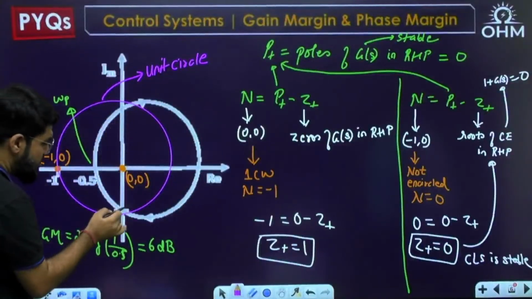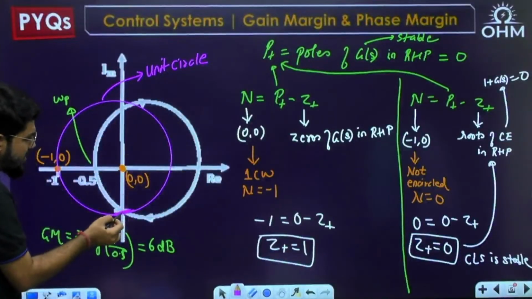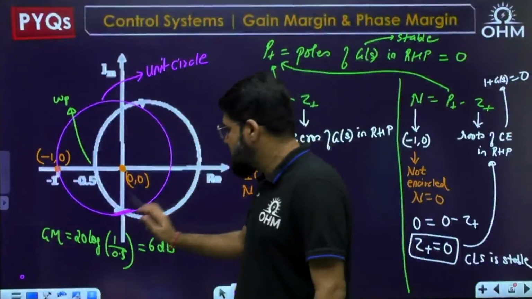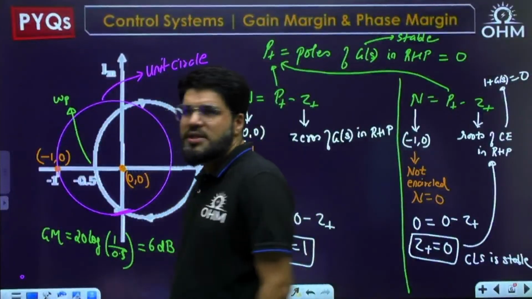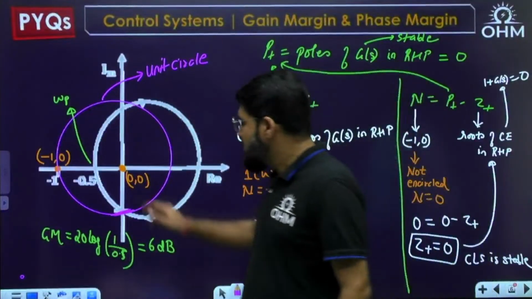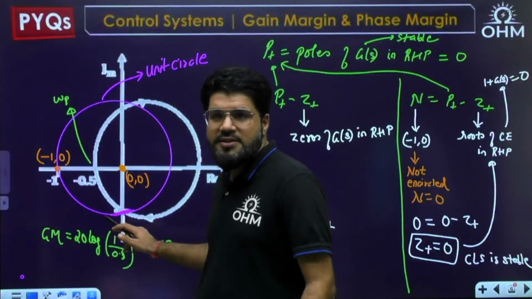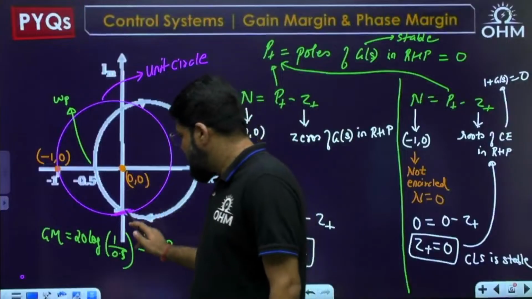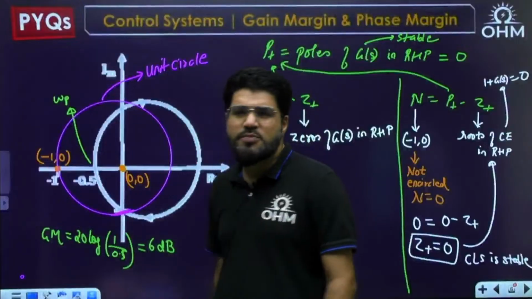Now you see this unit circle intersects the Nyquist plot, or I can say the Nyquist plot intersects the unit circle at a particular point. Because it is a unit circle, the distance from the center to the circumference is 1, because the radius is 1. So the distance up to this point is 1, and I can say that the magnitude of this point is 1.